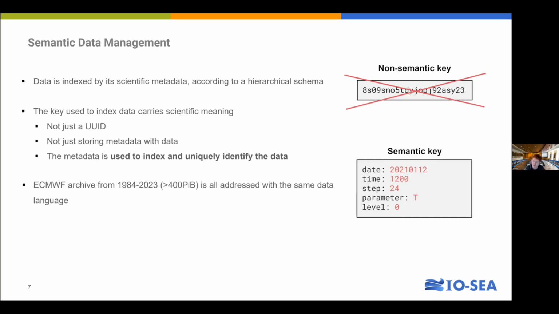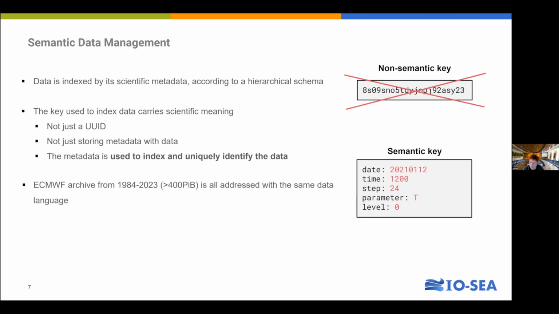In the bottom right there, you see an example of a semantic key, which is basically a dictionary of key-value pairs of scientific information. This semantic key tells us what date the forecast was run on and what cycle it was. This was the 12 o'clock cycle. Step 24 refers to data output from the forecasts for tomorrow, 24 hours in advance. The parameter is temperature, and level 0, which is the upper atmosphere. And that key is used to uniquely identify the data.